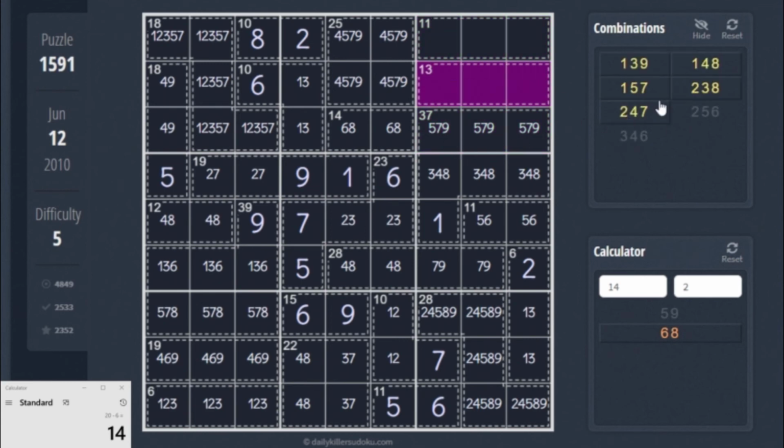So 5 is already used. This one, 9 is already used. 7 is already used. What else? 1, 4, 8. Alright, we don't have much. Okay, this one, 7 is already used, so we got one candidate left. 1, 4, 6, and this one for just use. So we got 2, 3, 8.